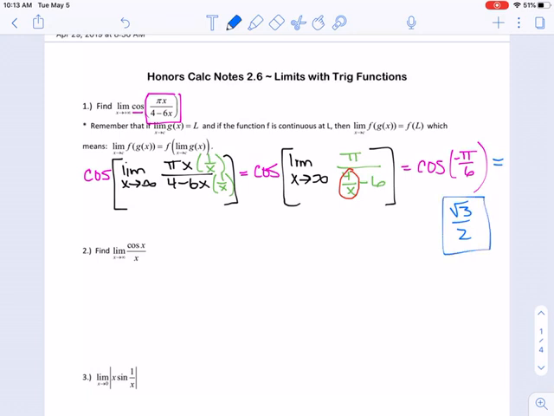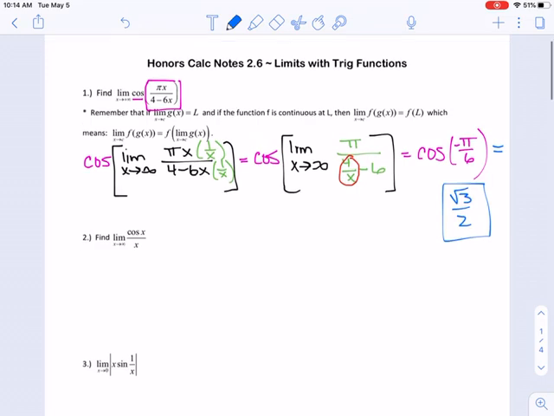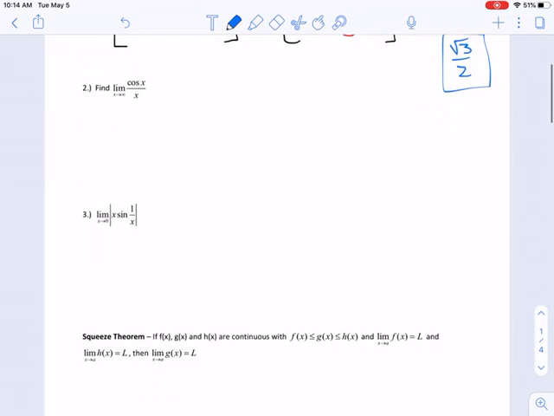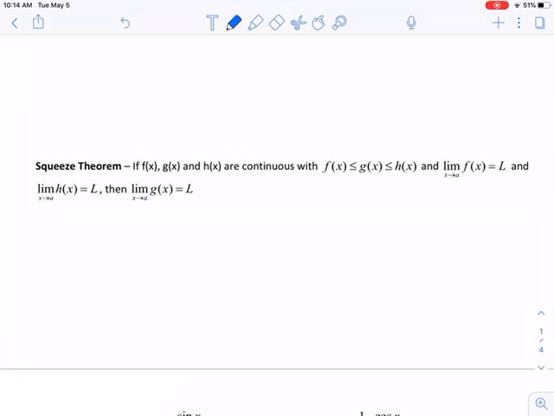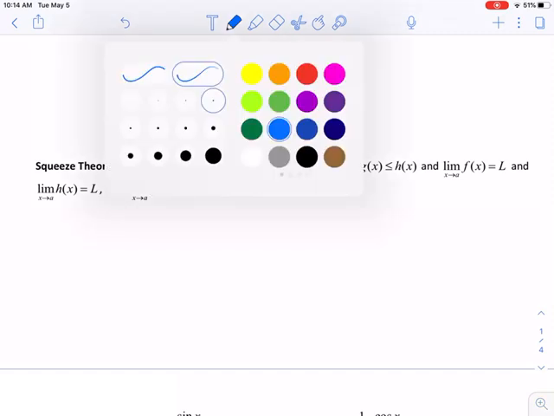Now, we aren't going to always be able to split our problem up as the composition of functions. If I look at 2 and 3, we're going to use what's called the squeeze theorem. So let's look down at the bottom and see what the squeeze theorem does. Our squeeze theorem says that if f of x, g of x, and h of x are continuous, with f of x being less than g of x, which is less than h of x, so notice g of x is being squeezed in between f of x and h of x, and if the limit of f is L and the limit of h is L, well then the limit of g would also have to be L.